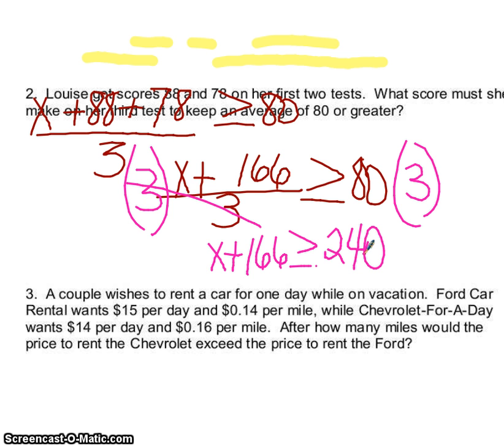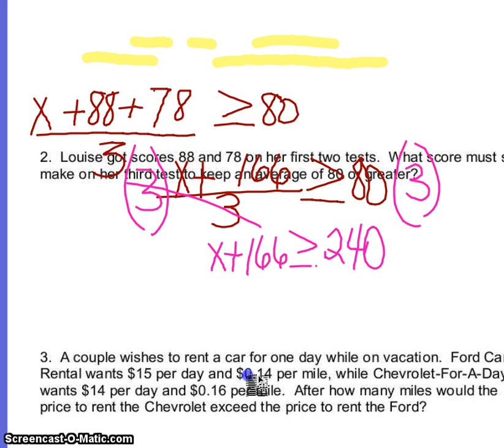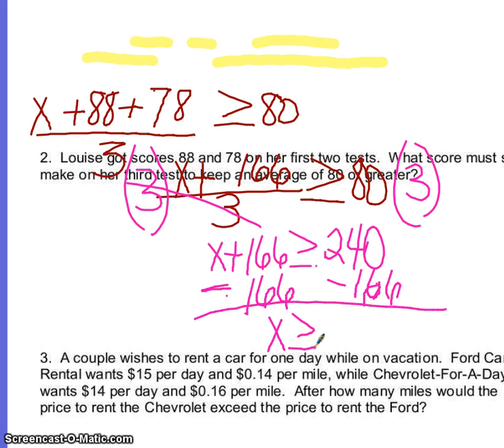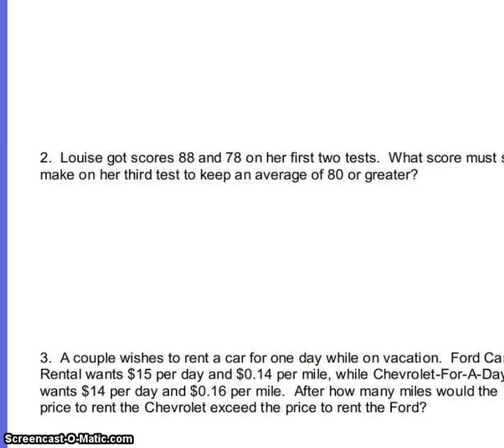So now I must take my 166 over to the other side of the equation. So I'm going to end up subtracting 166 from both sides. That is a 66, even though it doesn't quite look like it. And I'm going to end up with x having to be equal to or greater than what? Correct, 74. So that means Louise must get at least a 74 or greater on her next test. So take a moment to copy that down. Now let's look at number 3. If you didn't get everything, just remember to pause the video, and that'll give you a chance to get that.